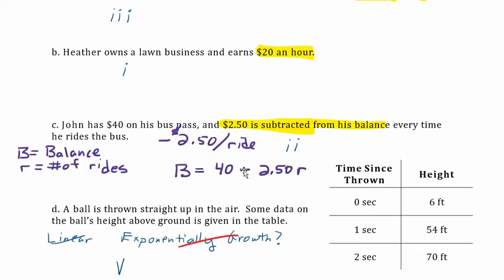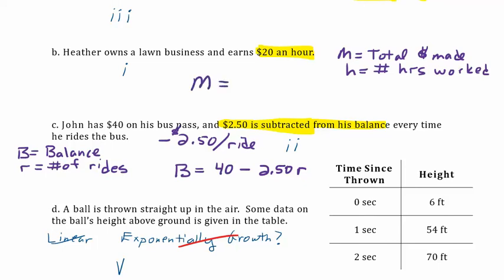All right, how about Heather and her lawn business? Let's say M is the total money made, and H is the number of hours worked. Can you write the equation for this one? Give it a try. How would you find the total amount of money made? I think you got it. I'm confident in you. $20 for every hour, right? However many hours she works, you would multiply that by $20. And that would give you the amount of money she's made.